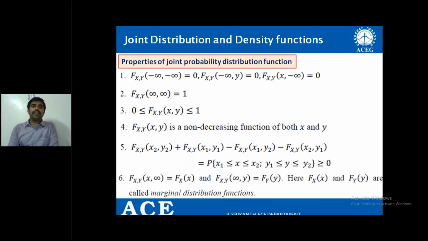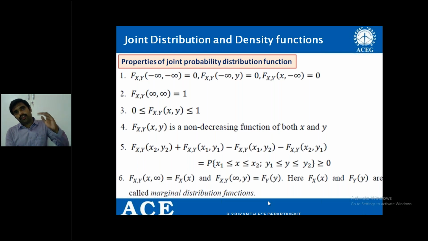The last property is Fx comma y of x comma infinity equal to Fx of x. That is called the marginal distribution function, or Fxy of infinity comma y is Fy of y. These two, Fx of x and Fy of y, are marginal distribution functions, right? So these are all properties of the joint distribution function. First one is minimum value is 0, Fx comma y of minus infinity comma minus infinity is 0, maximum value is 1. It is a non-decreasing function. You can find the probabilities if you know the distribution function, right?